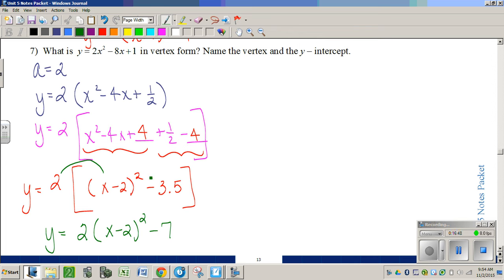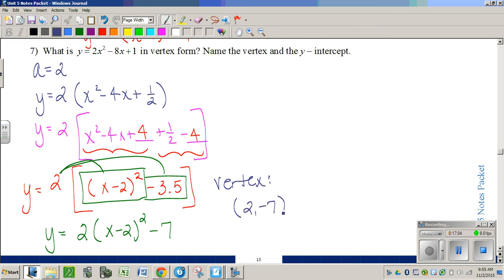So I distributed the 2 to this set of parentheses with the squared, and then I also distributed it to the negative 3.5. So now my vertex is what? Good, thank you for remembering to change that sign to negative 7. And the y-intercept we could have grabbed right from the very beginning. That was 0, 1. All right, nice job.